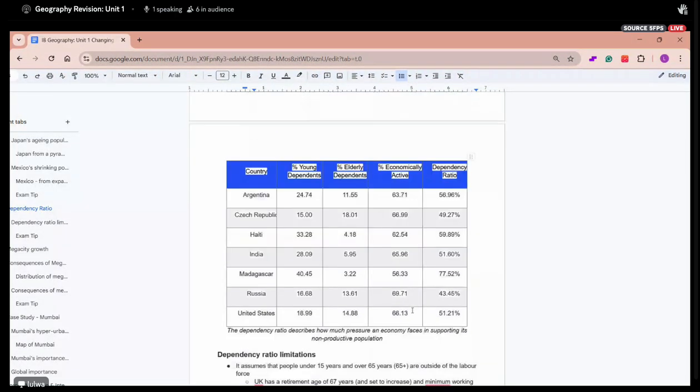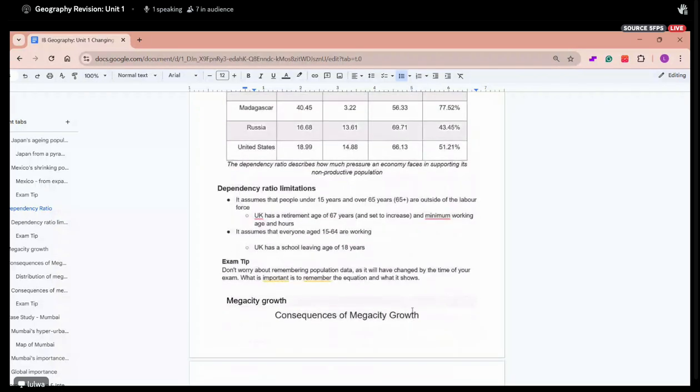Here's an example of different countries and their different dependency ratios based off of the percentage of their population. The limitations of this is that it assumes that people under 15 and over 65 are outside the labor force. But for example, for the UK, they have a retirement age of 67, and so the minimum working age is different.